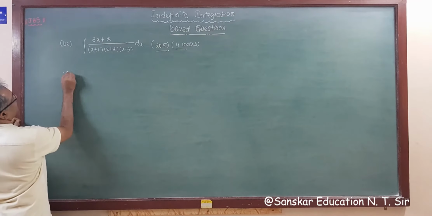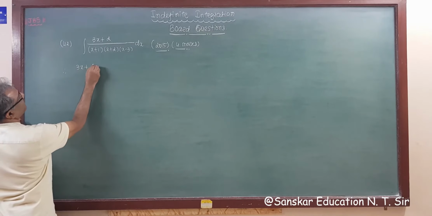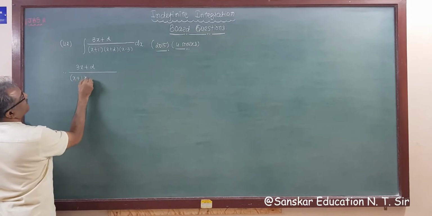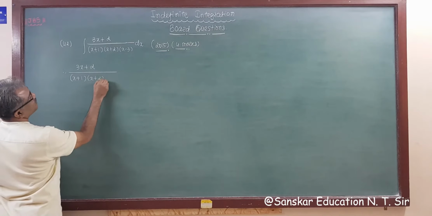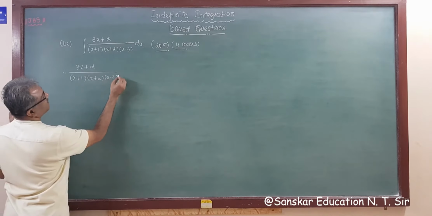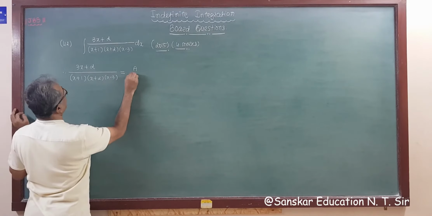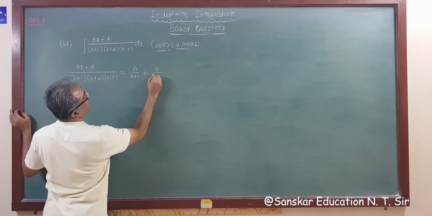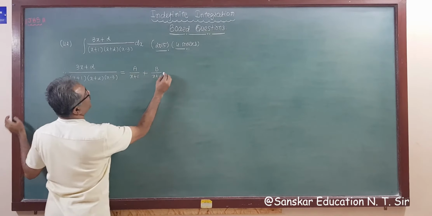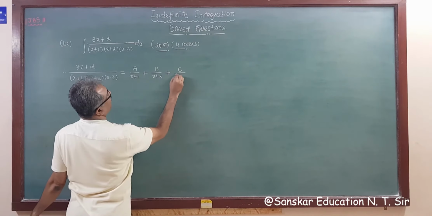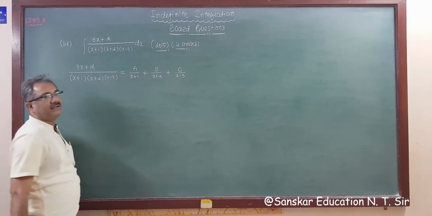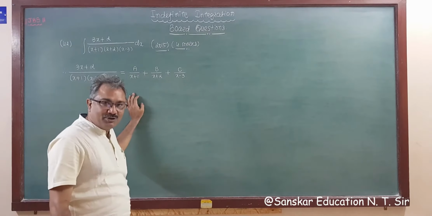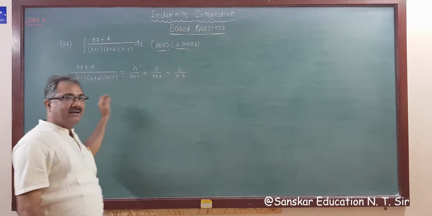So what we get here: (3x + 2) whole upon (x + 1)(x + 2)(x − 3) is equal to a upon (x + 1) plus b upon (x + 2) plus c upon (x − 3), right? These all are non-repeated linear roots. So you already know the shortcut, what to do.